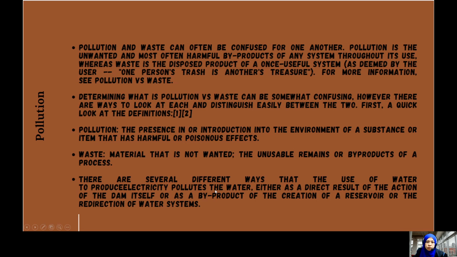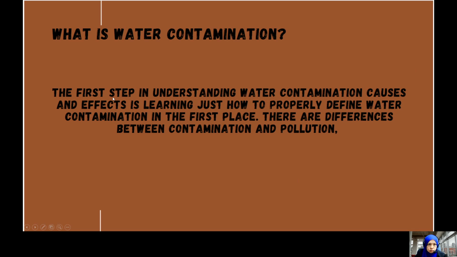There are several different ways that the use of water to produce electricity polluted the water, either as a direct result of the action of the dam itself or as a byproduct: the creation of a reservoir or the redirection of water systems.